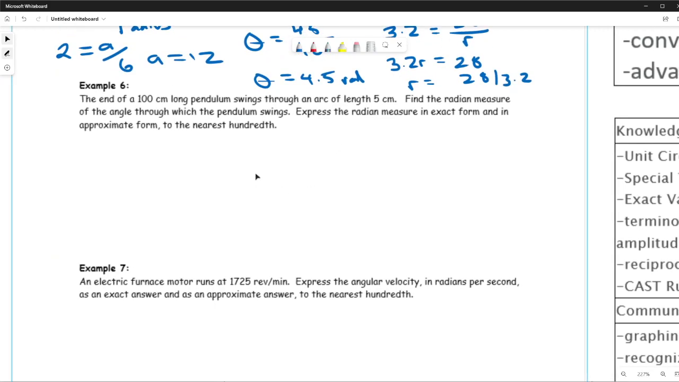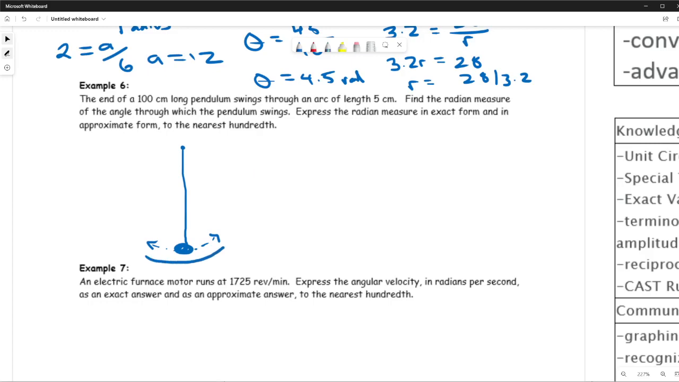Let me show this one last time. It says the end of a 100 centimeter long pendulum swings through an arc length of 5 centimeters. All right, so we have a point of rotation. We have a pendulum, and it swings back and forth this way and this way. And the entire arc length down here is 5 centimeters. So it swings this way and then that way, and its arc length is 5 centimeters. Its radius is 100 centimeters. Find the radian measure of the angle through which the pendulum swings. Express the radian measure in exact form and an approximate form to the nearest hundredth.